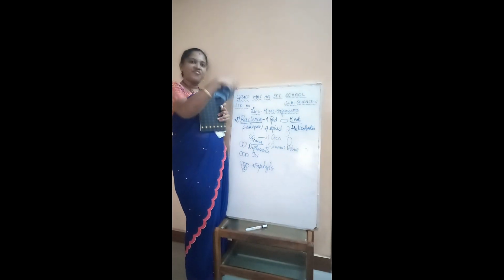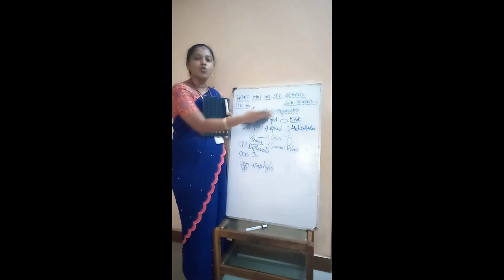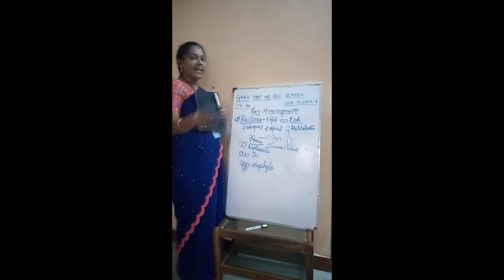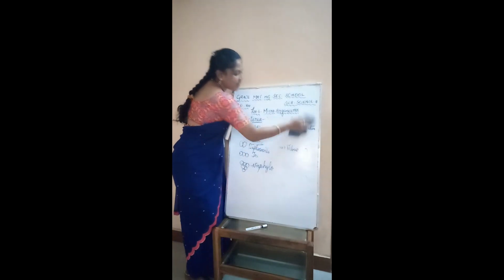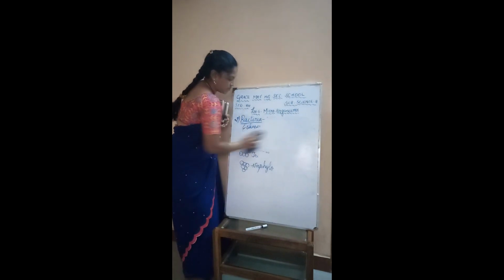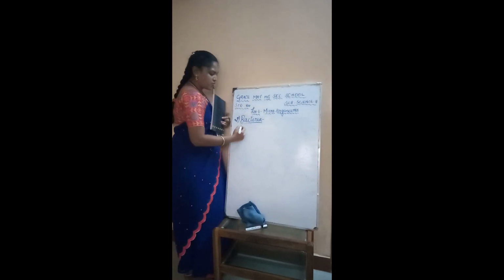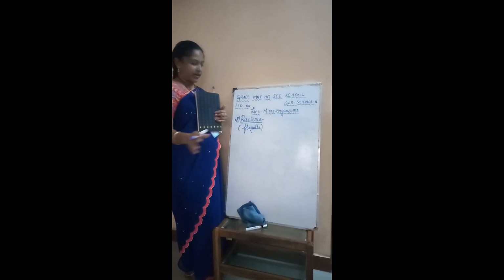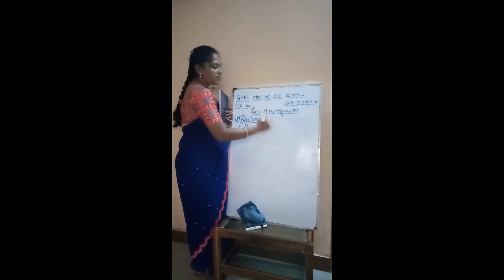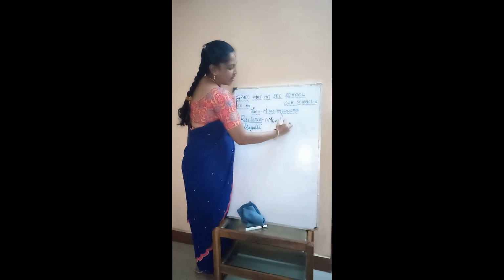I told you, bacteria have flagella all over the body, mainly for locomotion, movement, right? So based upon the arrangement of flagella, bacteria can also be classified into different types. We are going to see the classification of bacteria based upon the arrangement of flagella. Flagella is the locomotory organ. Okay, children. So the first one is monotrichous.